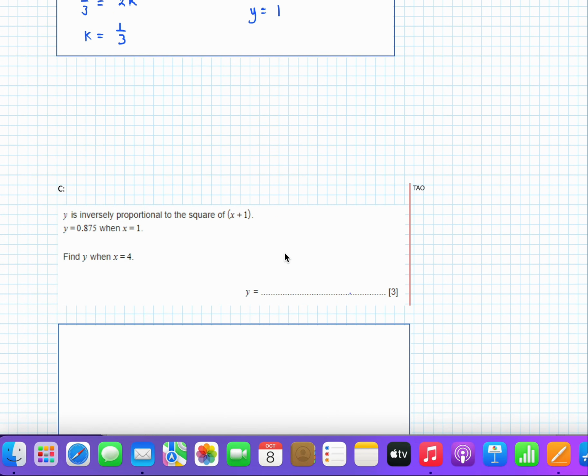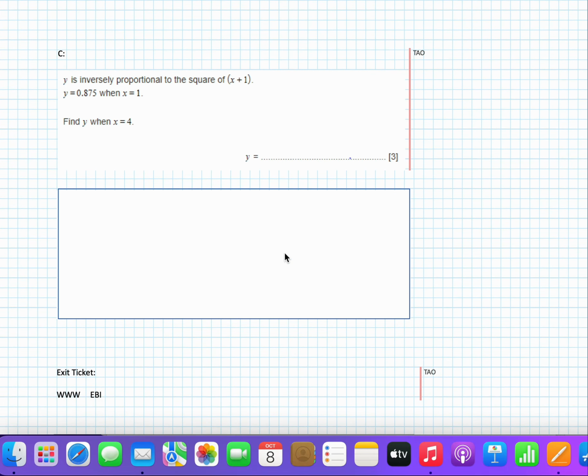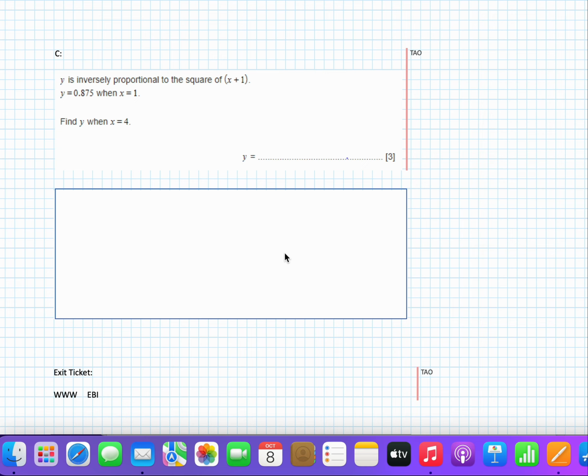So, last question. Third question, last question. y is inversely proportional to the square of x plus 1. So again, these questions can be quite similar in the way they are. It's just the numbers sometimes can get a little bit difficult. But again, a typical question. Typical at 3 marks as well. Okay, y is inversely proportional, so k on top, x plus 1 squared. This is very like our original first question, the part A.